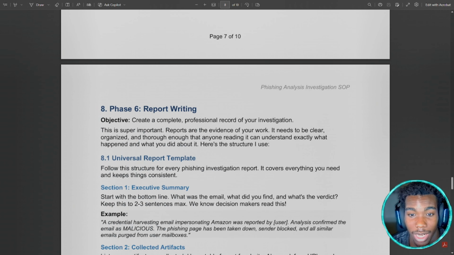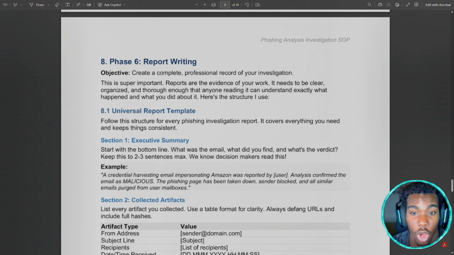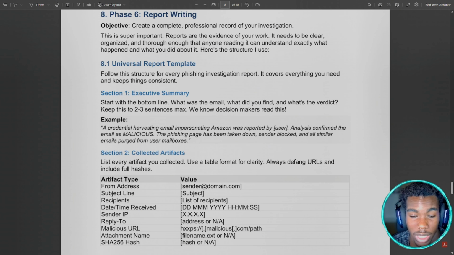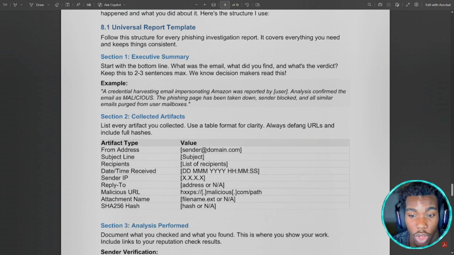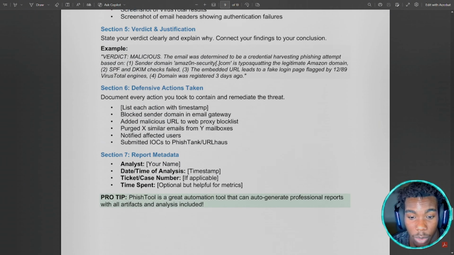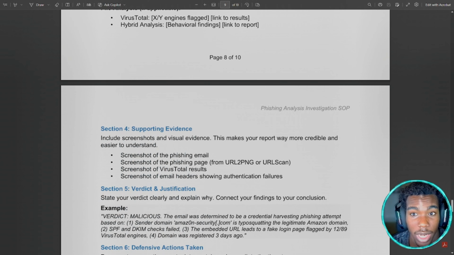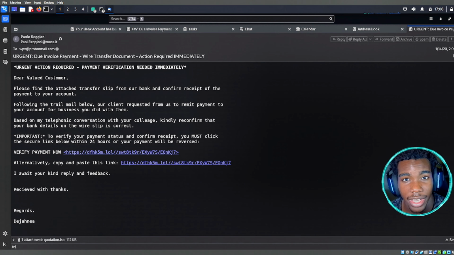And lastly, we get on to report writing, where we create our report so that we can always create a universal report template that has everything we need, and we could get it done the right way every single time. And then it'll just essentially have all the artifacts we have, things of that nature. And we will show an example of running through the standard operating procedure now, investigating that phishing email that we got.